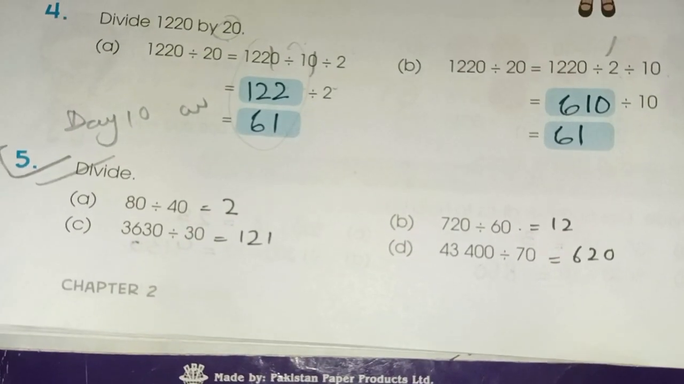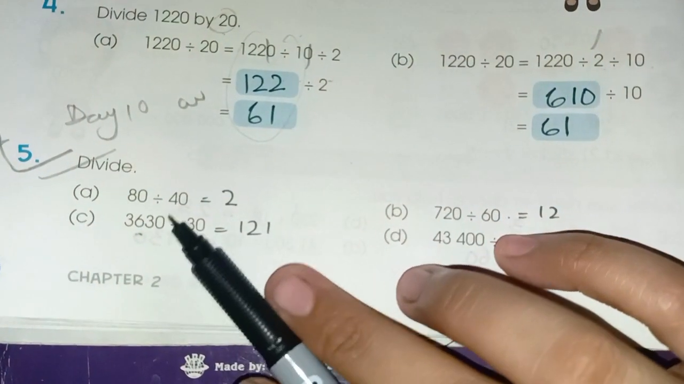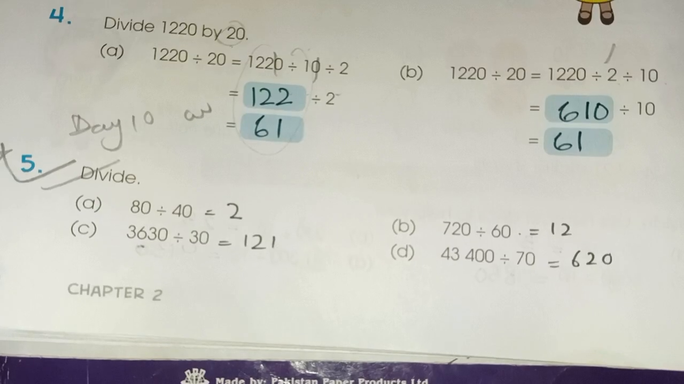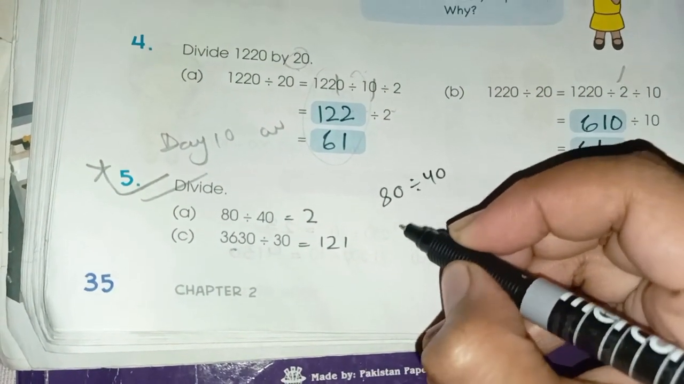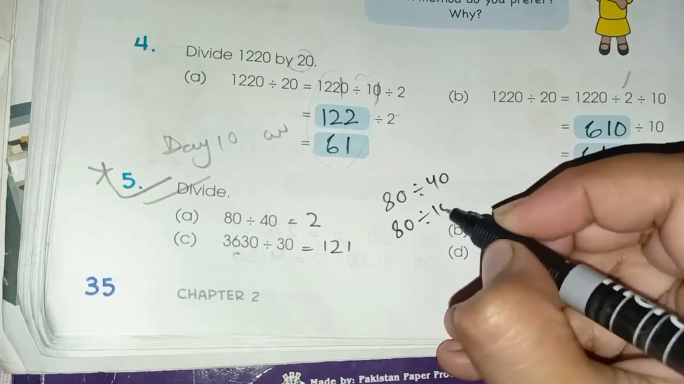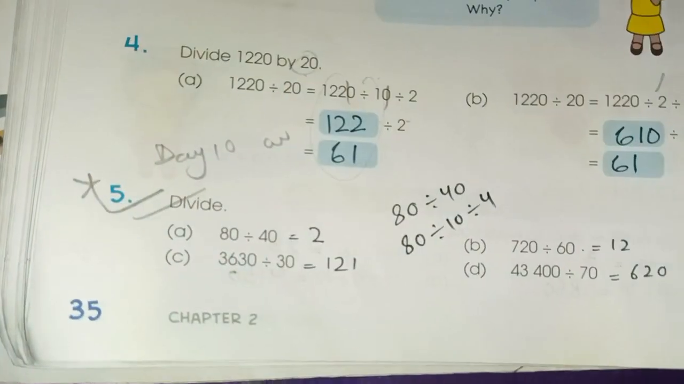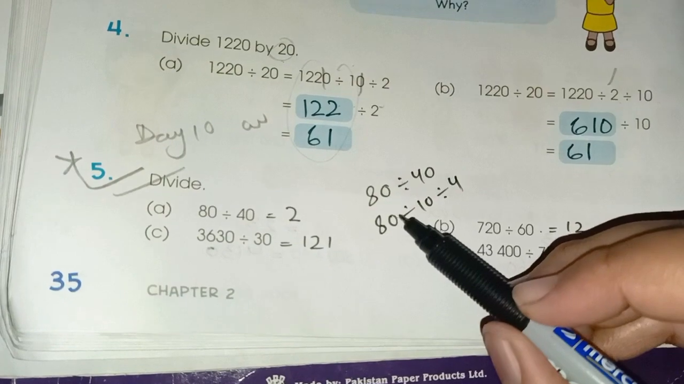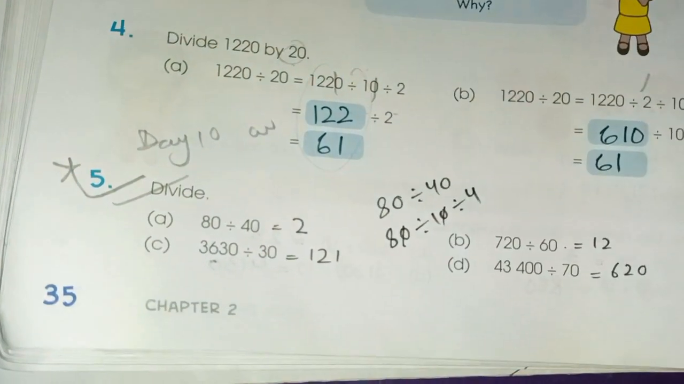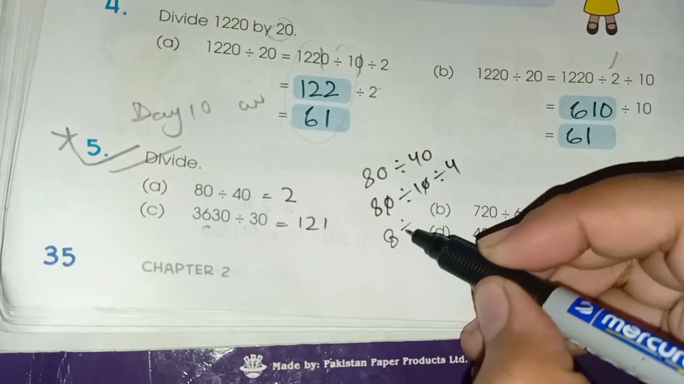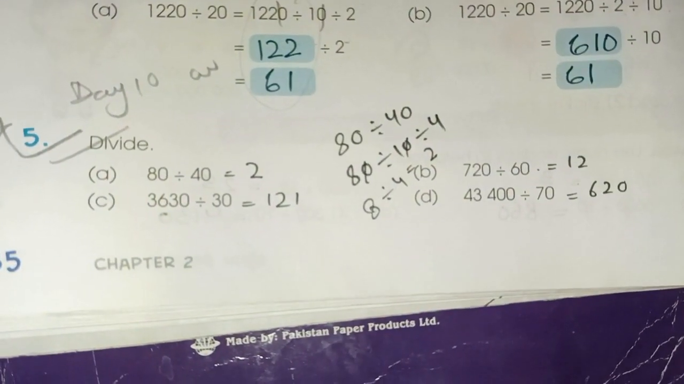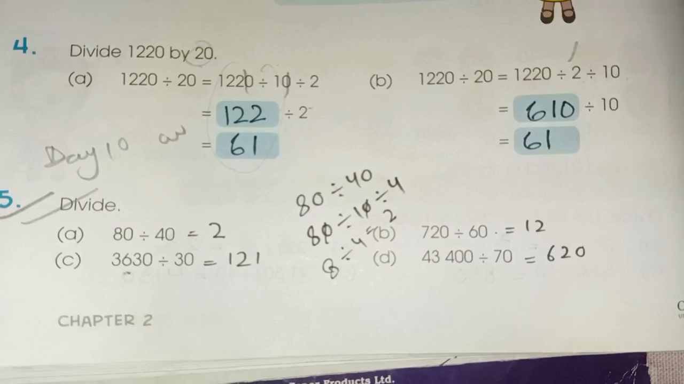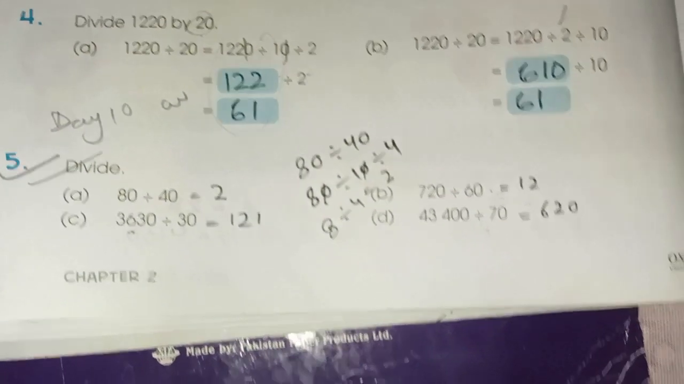So here, let's solve 80 divided by 40. So we have 80 divided by 40. Let's see, 80 divided by 10 divided by 4. We break this number. 0 and 0 will be cut. So we have 8 divided by 4. 8 divided by 4 is 2. So here we have to solve all the numbers with the given method.